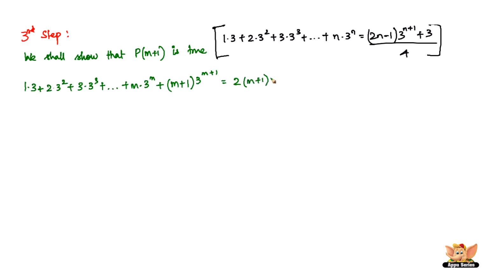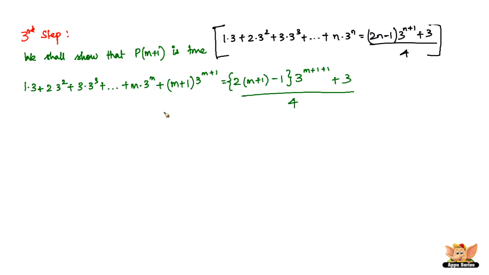So 2 times M plus 1 minus 1, this minus 1. So let us close this with flower brackets, times 3 to the power M plus 1, because N is replaced by M plus 1, plus 3 divided by 4.